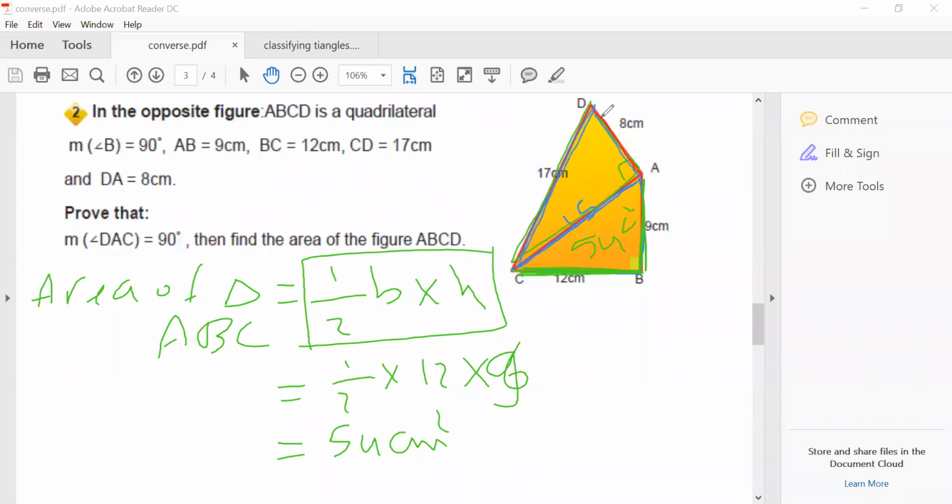DAC: half base times height. Who can tell me where is the base and where is the height? Where is the base and where is the height? Farah, can you hear us now or are you still not in the meeting?